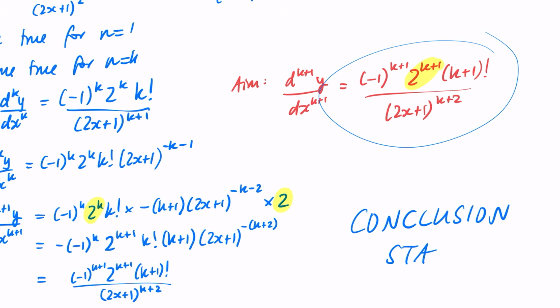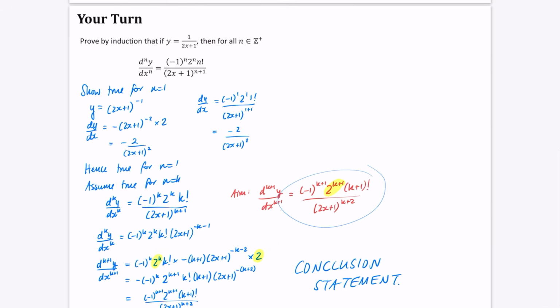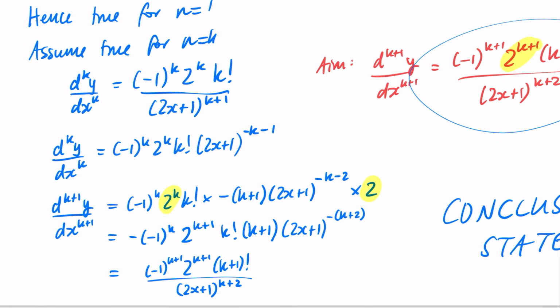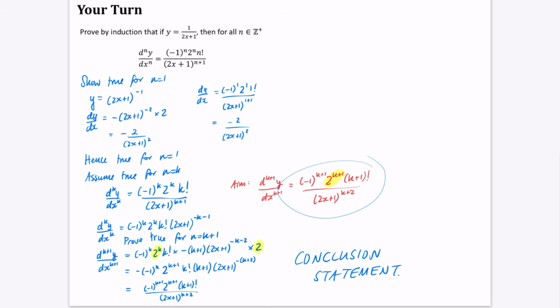If you don't write that conclusion statement, you obviously don't get that final accuracy mark. The conclusion statement would be for this: as it was true for n equals 1, and when assumed true for n equals k, it was shown true for n equals k+1, which I'm going to write down here. I'm going to say show or prove true for n equals k+1. As it was proven true for n equals k+1, but was assumed true for n equals k, it is therefore true for all values of n.